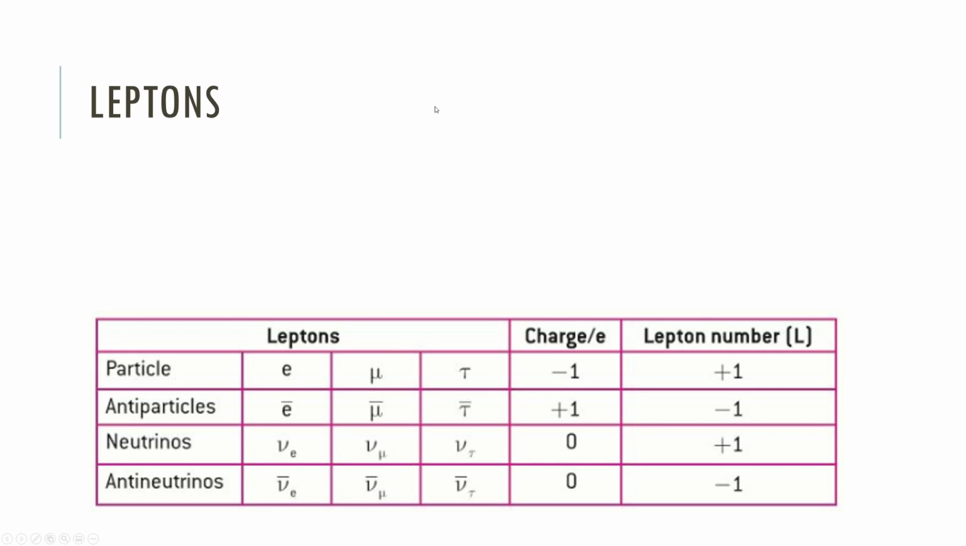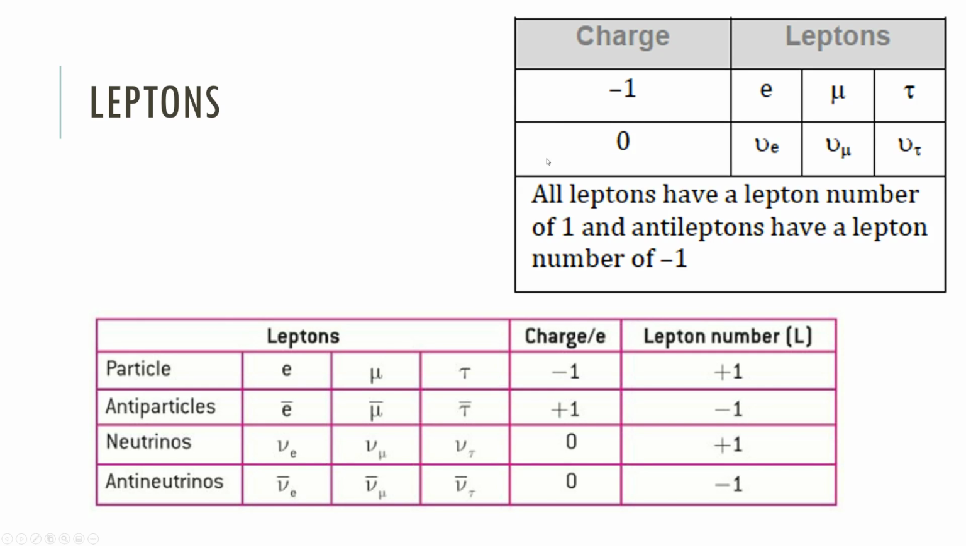So here's an overview of leptons, and here's what's in your data booklet. So this is what you have as a reference. You don't need to memorize a whole lot, which is the good news. This kind of tells you what you need to know. It shows you the 6 leptons: the electron and its neutrino, the muon and its neutrino, and the tau particle and its neutrino.